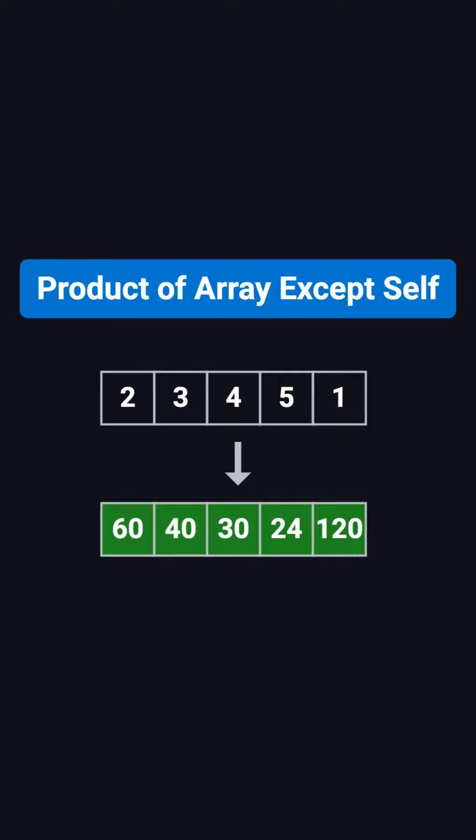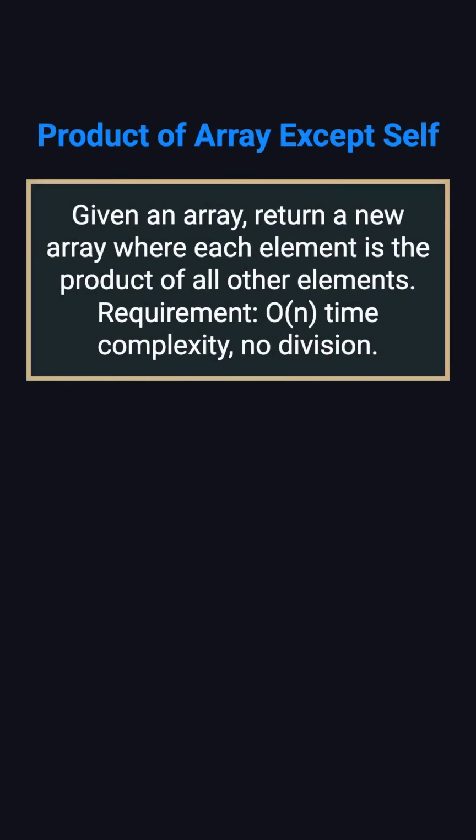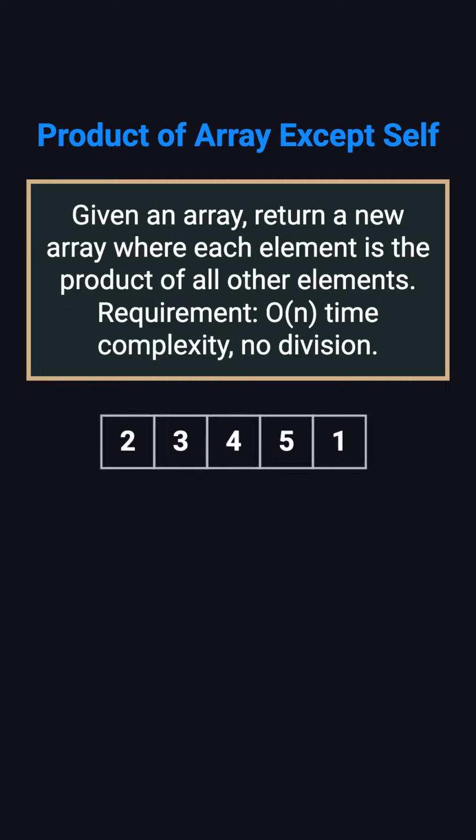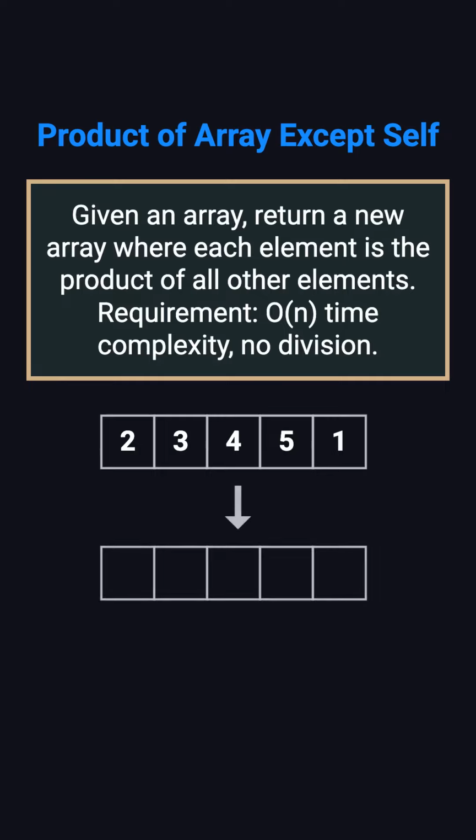Today, we're looking at a classic coding interview question called product of array except self. The problem goes like this. You're given an array, for example, 2, 3, 4, 5, 1. You need to return a new array where each position is the product of all the numbers except the one at that position. Let's walk through the example.